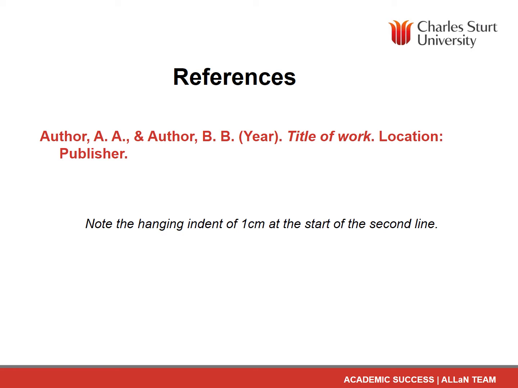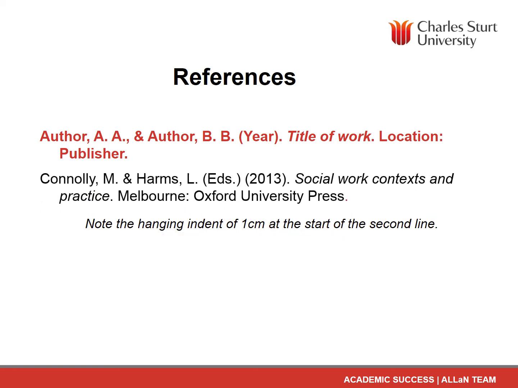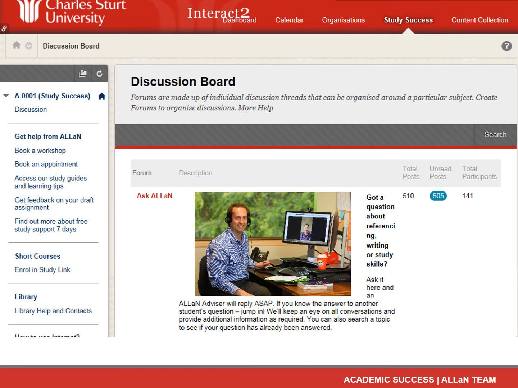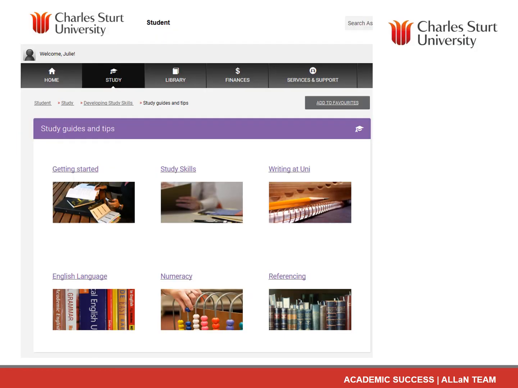APA style is very particular about formatting in the reference list. For examples and instructions specific to different types of sources, go to Learning Support in the Study tab of the Student Portal. Scroll down to Study Guides and Tips and choose Referencing. Here you will find the APA Referencing Summary and the Academic Referencing Tool, ART. Or you can go to the Study Success tab in Interact 2 and choose Access our Study Guides and Learning Tips from the left-hand menu.